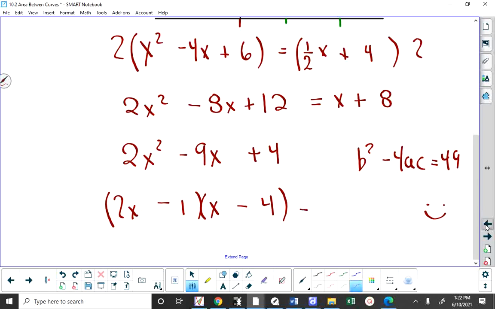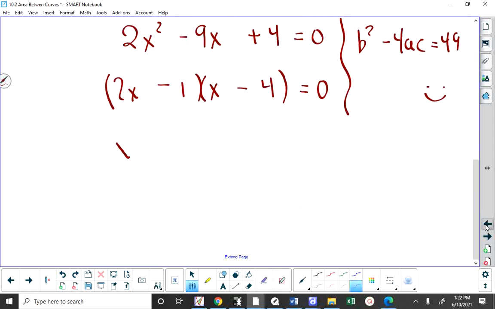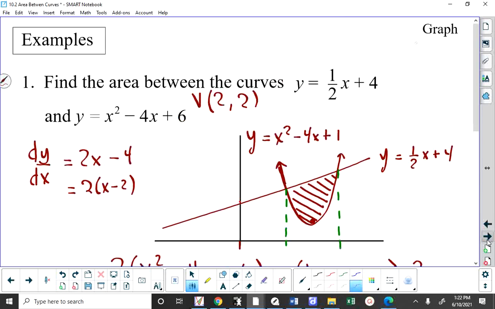We can, of course, a huge mistake there. Not a mistake, but omission: equals 0, right? Of course, you can FOIL it out and confirm that that works. So we have x equals 1/2 and x equals 4. That's what we are dealing with.